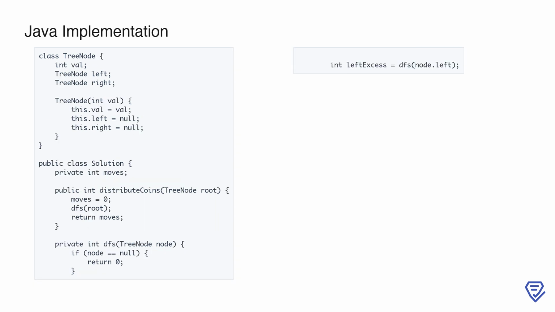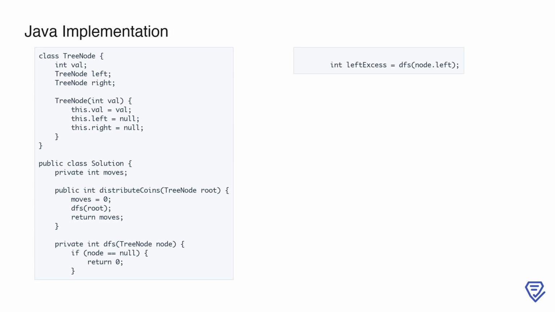Here, we start with the definition of the TreeNode class, which represents the nodes in our binary tree. Each node contains an integer value and references to its left and right child nodes. The constructor initializes the node's value and sets its child references to null. Then we have the Solution class, where we define a private variable moves to keep track of the total number of moves required to balance the coins.